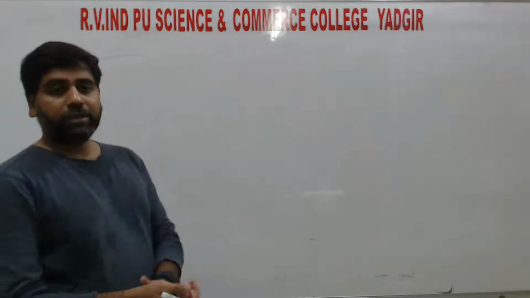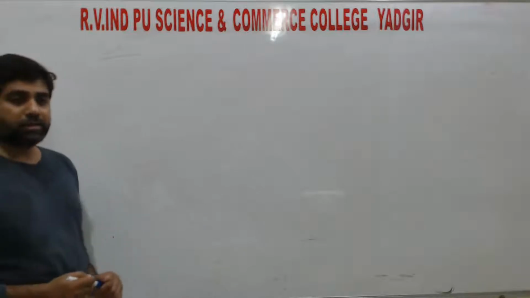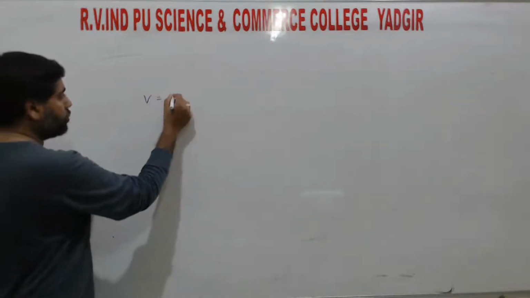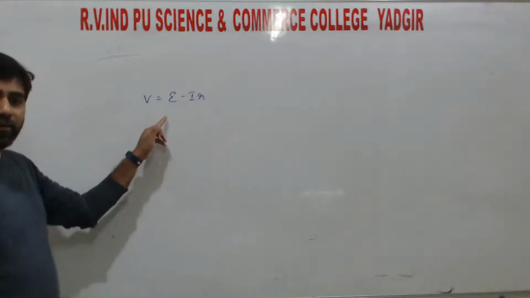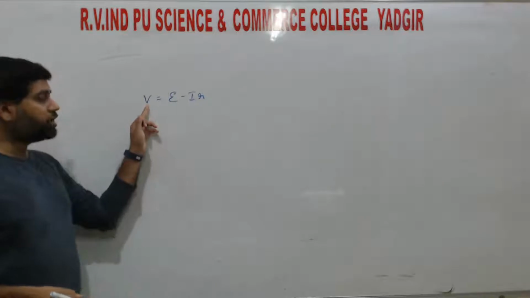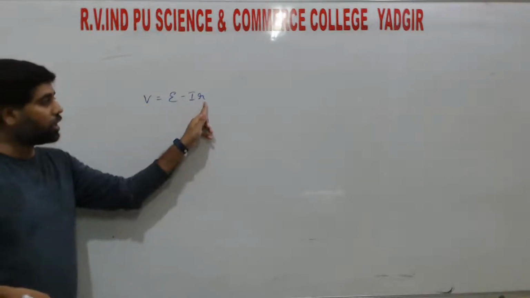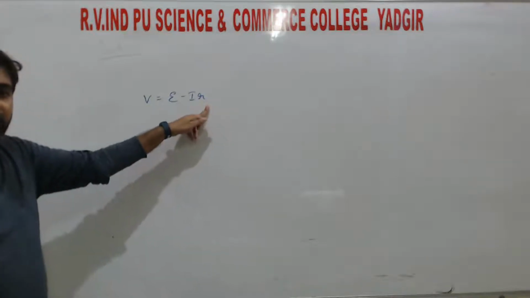Good morning, students. In our last class, we discussed the cell's EMF and internal resistance. From that, we get the relation V = E - Ir, where E is the EMF of a cell, V is the potential across the cell, I is the current flowing in the external circuit, and r is the internal resistance.